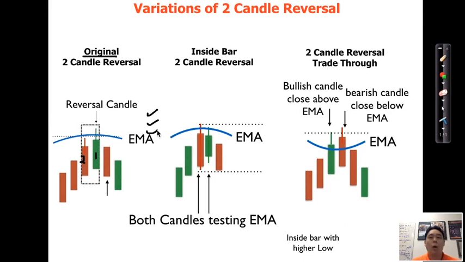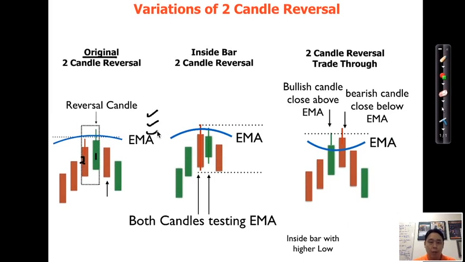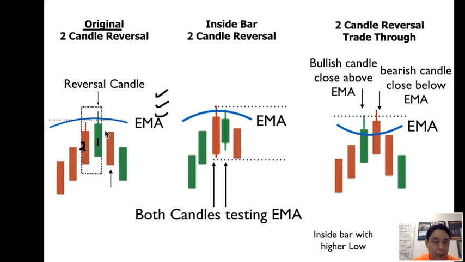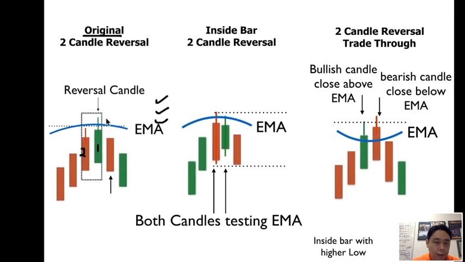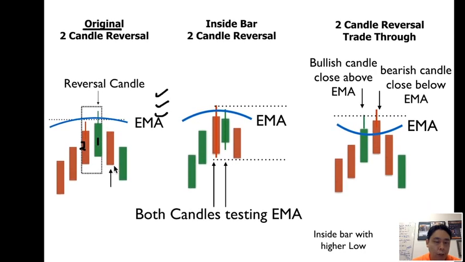Check. Once you have the three criteria, it's a confirmed two candle reversal pattern. And again, it must be followed by a confirmation candle that makes a lower high and closes below the low of this candle, right?